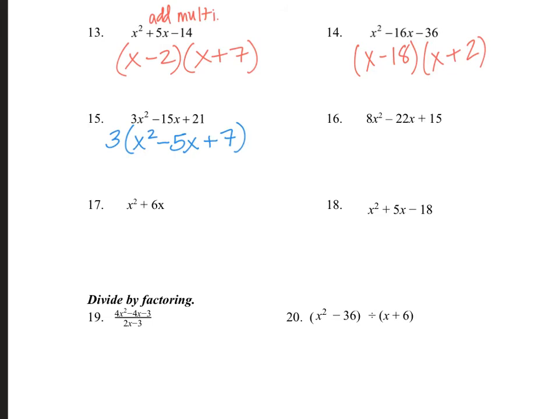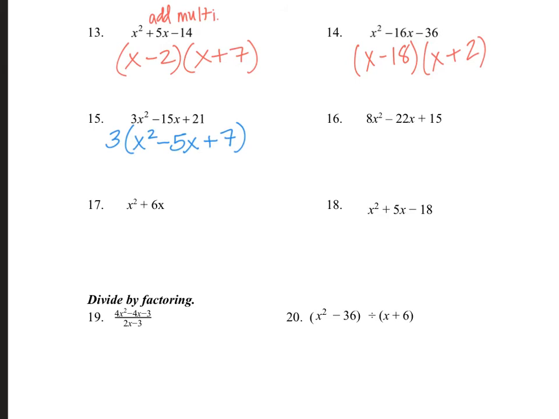Well, guys, 7 is a prime number. So its only factors are 1 and 7. And 1 plus 7, 1 minus 7, we're not going to get negative 5. So this is all we can do with number 15.